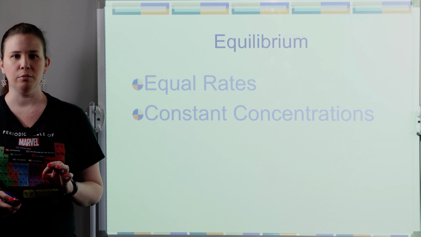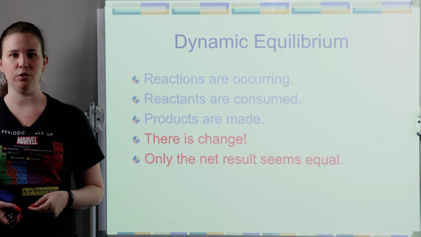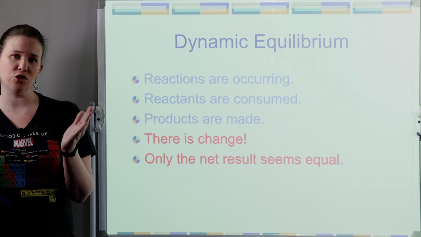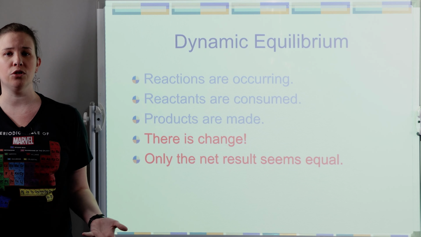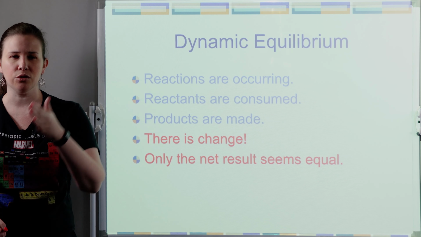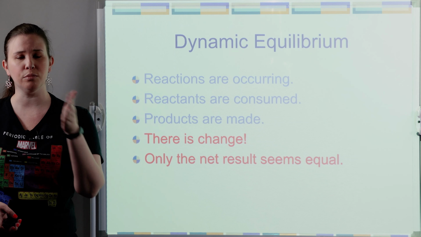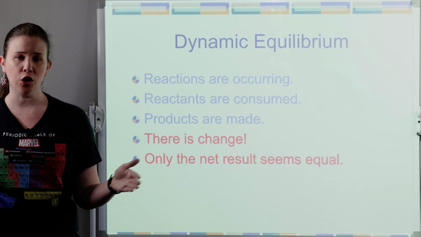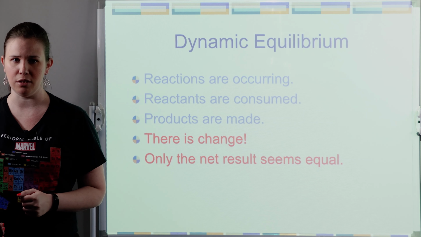Now, chemical equilibrium is what we call a dynamic equilibrium, or a moving and changing equilibrium. It may look as if nothing is happening because the concentrations don't change. So it looks like you have the same amount of reactants and products once you reach equilibrium. But if you zoom into that molecular level, the reactants are turning into products and the products are turning into reactants. There is a constant breaking and forming of bonds going back and forth, a chemical change occurring in either direction. There is a change. It's only the net result that seems equal.